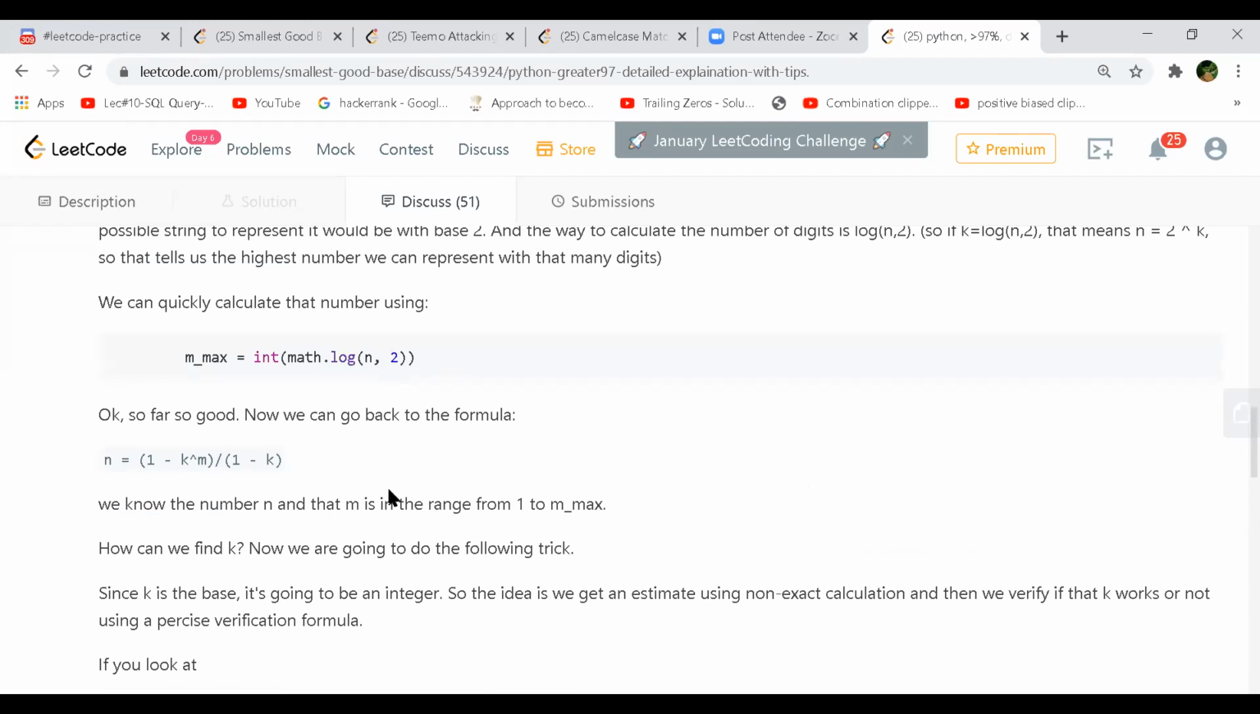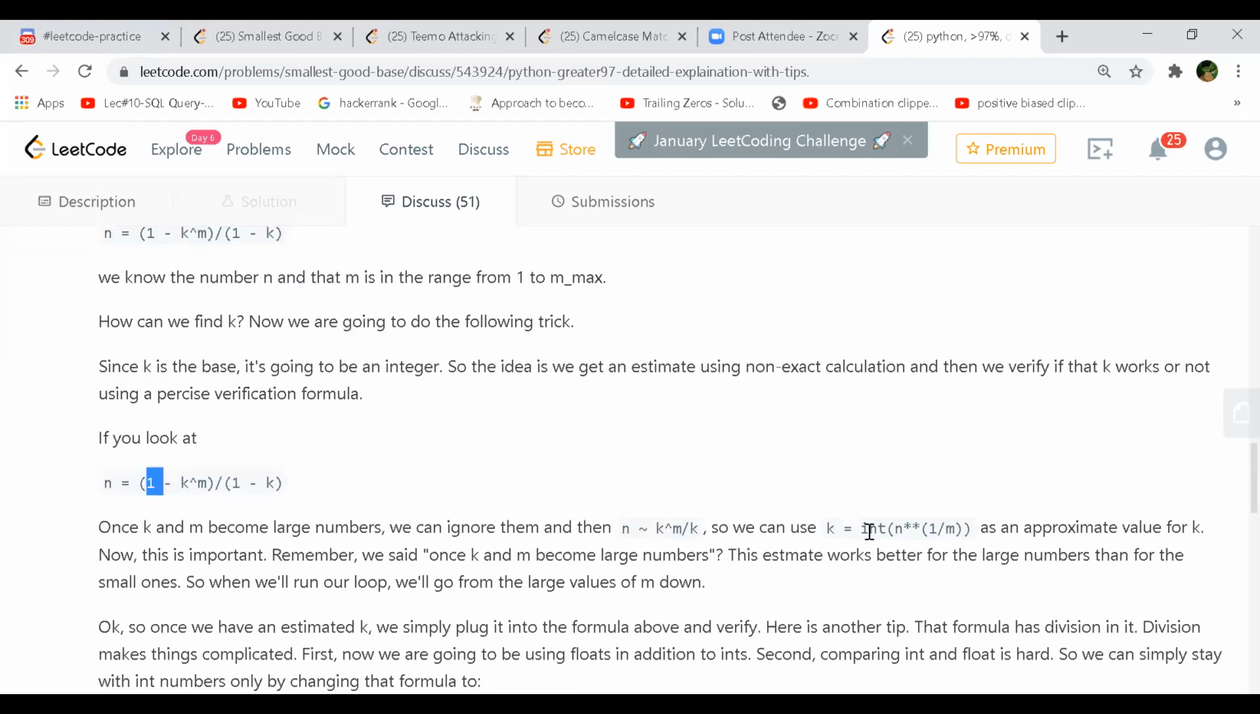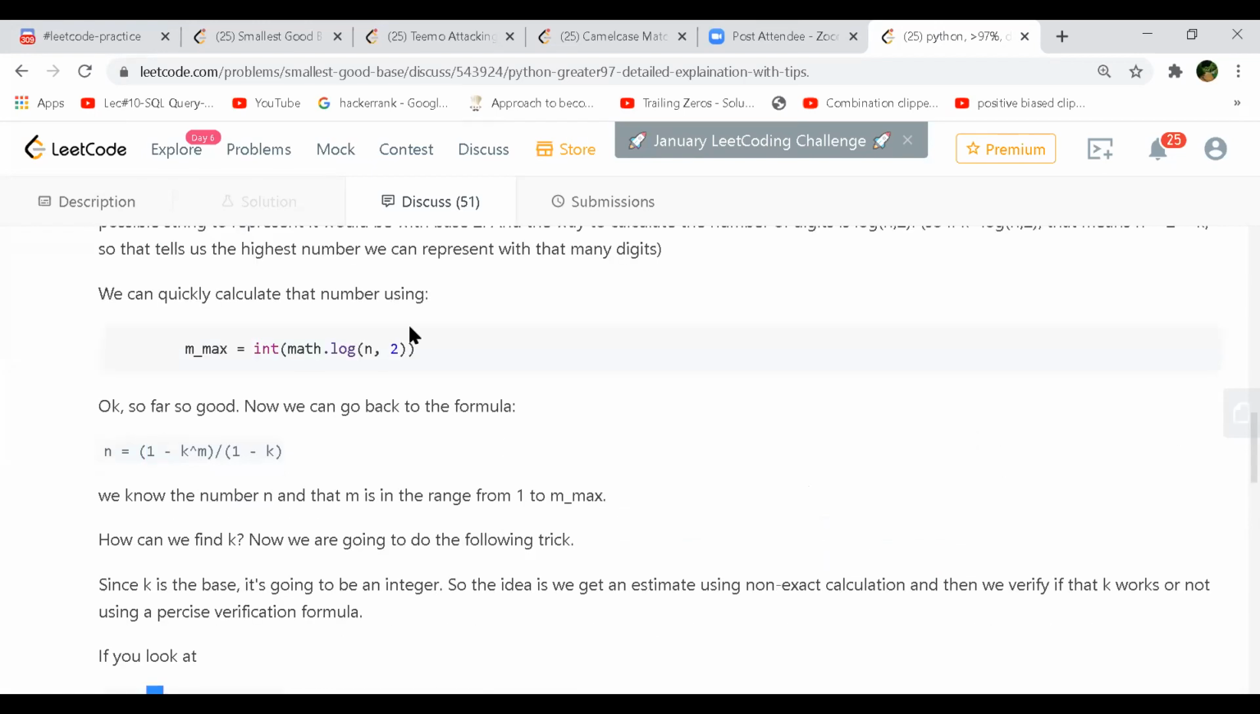Yeah, that's why I think they are approximating it to this for larger values, right? And this we are taking as two because the lesser the base, the larger the number you'll get. So all the ranges we are trying from 1 to n. Yeah, it makes sense.